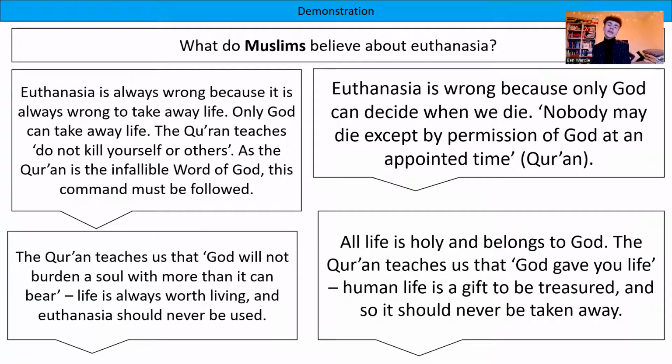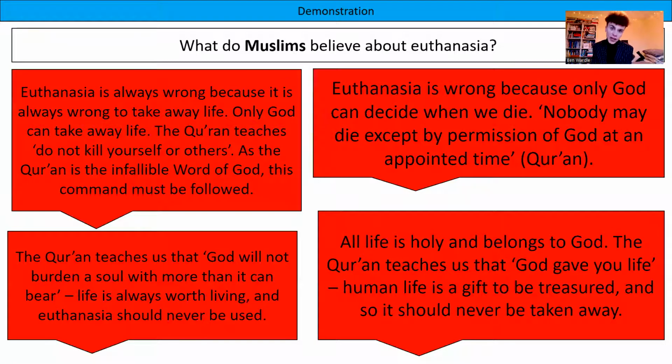Okay, so let's now look at the Islamic views on euthanasia. And I'm not going to ask you to categorize these Islamic beliefs here, because they are all against euthanasia. And that reflects the fact that all Muslims are against euthanasia, and we're now going to find out why. So euthanasia is always wrong, because it is always wrong to take away life. Only God can take away life.